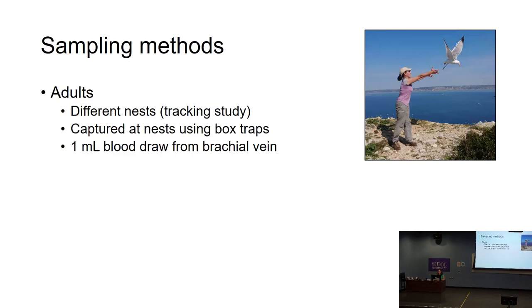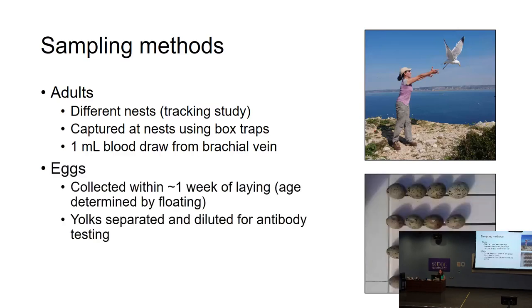Just to go through sampling methods briefly, and I'll do this in a little bit more detail than usual since I imagine some people are interested in sampling protocols for surveillance. So we sampled adults. This was part of a tracking study. We captured adults at nests using box traps and drew 1 milliliter of blood from the brachial vein at the time of capture. We sampled eggs. This was generally early in the development of the egg so that you still had an intact yolk that you could separate out and use for the antibody analysis.